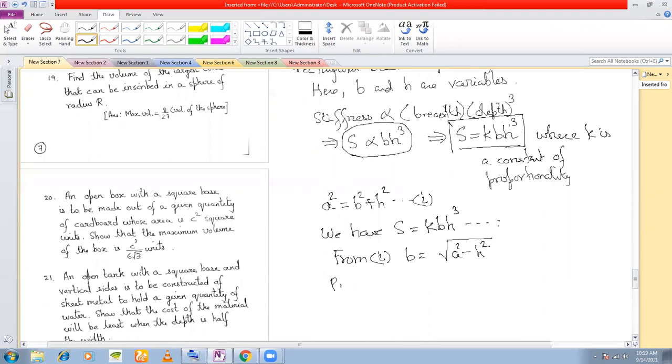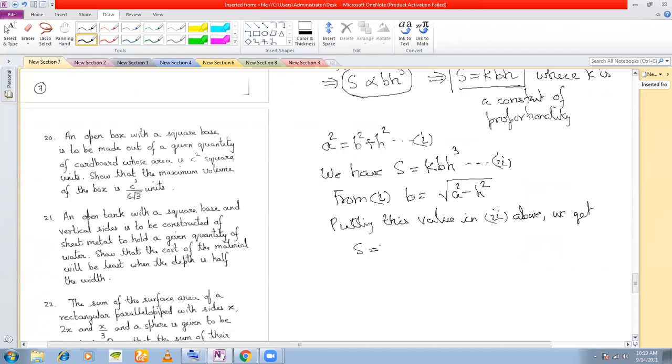Let us call this 2. Putting this value in 2 above, we get S is equal to k h cube root a square minus h square. Now it is down to a single variable h, right? And now we can differentiate this because they have said the stiffest beam. Therefore, we need to maximize S.